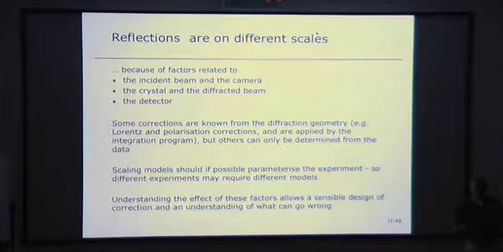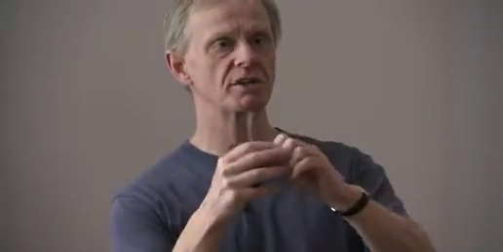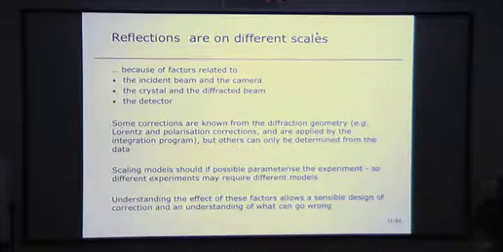Okay, but we're still talking about scaling. So why are the reflections on different scales in the first place? Well, there are three groups of factors that give rise to this. You've got the incident beam, in other words, the beam that's shining on your crystal, and the camera. And the camera is basically the detector, the goniostat, the monochromator, everything that is mechanical that isn't your crystal in the experiment. Reflections are also on different scales because of the crystal and the diffracted beam, the beams that are coming out of the crystal, and problems with the detector, right? Effects due to the detector.